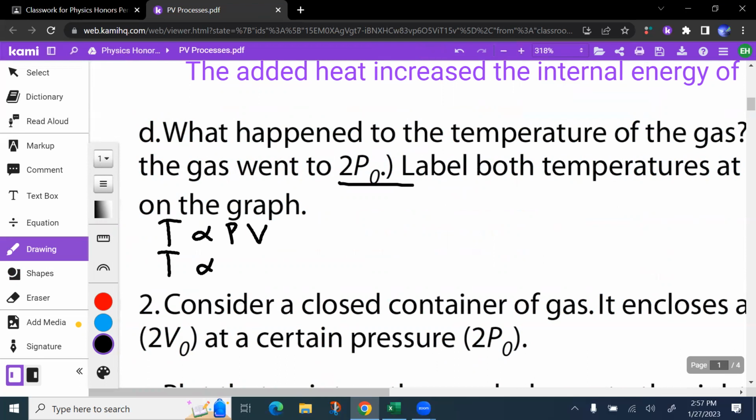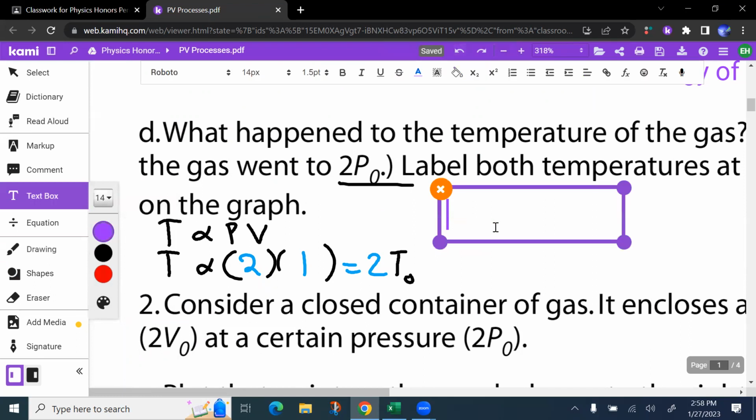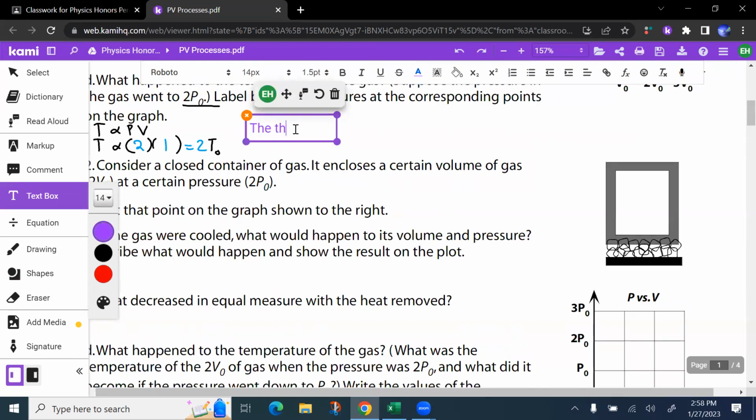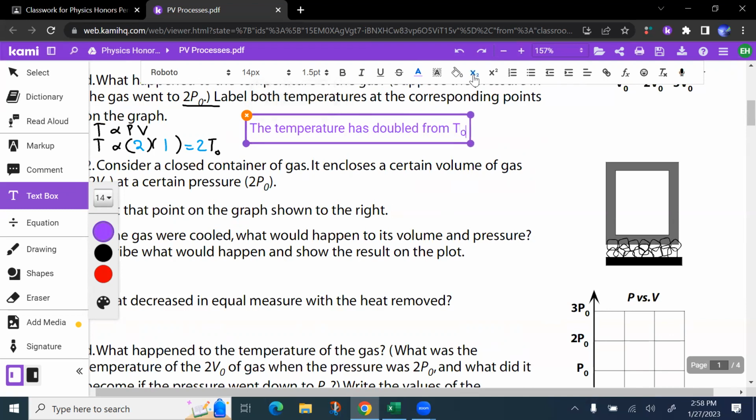So the pressure doubles at a constant volume. Remember, if something doubles, we're going to replace the variable with the number 2. We're replacing volume with the number 1 because 1 represents no change. And we get 2. What that basically means is 2 times the original temperature. So the temperature is basically doubled. The temperature has doubled from T naught to 2 T naught.